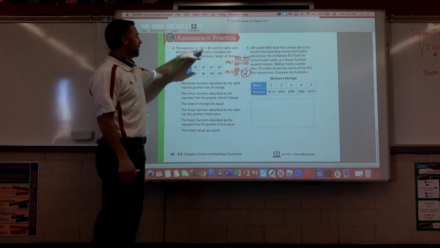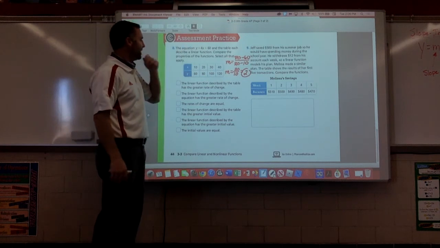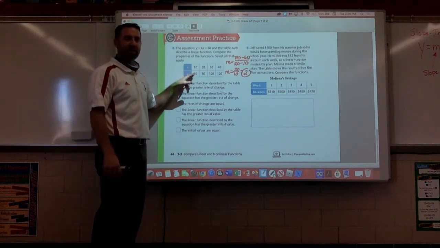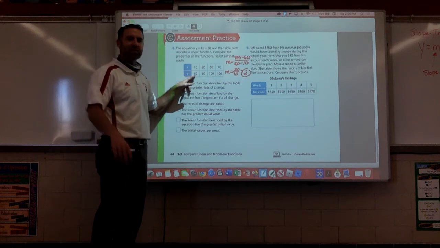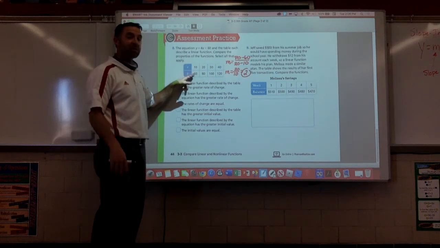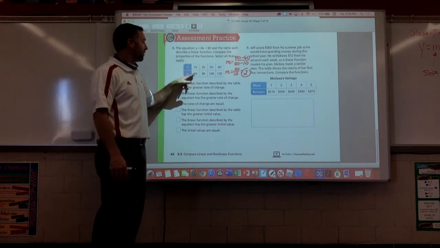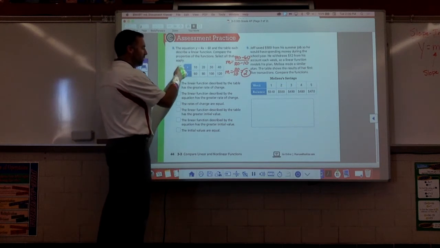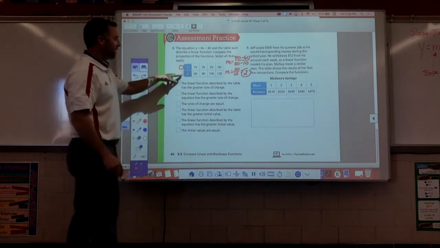4. Okay? Now, initial value. Does this table, Mr. Fricky, can you see this? Does this have an initial value of 60? I mean, the table starts at 60, yeah, right? No, we got to find the y value when x is 0.